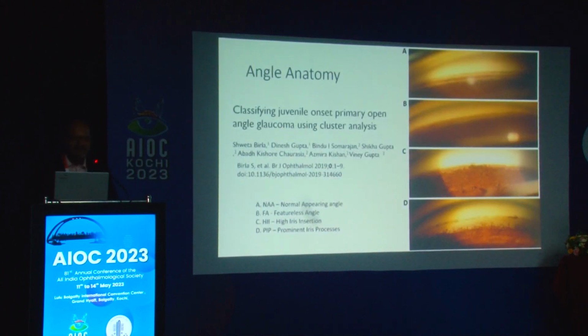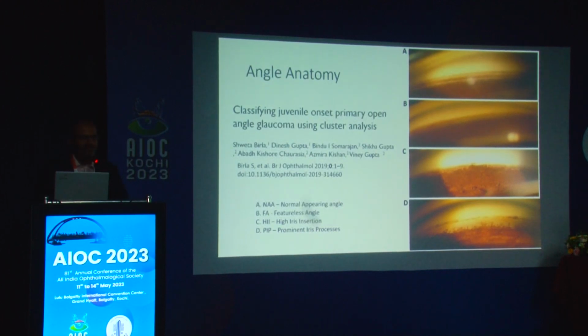And this is a nice article from Dr. Vinay Gupta's group. He had, I think, a free paper competition with Dr. Siddharth, where he showed the types of angles, goniodysgenesis angles, in the free paper section. A normal appearing angle is the best angle to operate in, so that's the one to go to. Avoid featureless angles. If you see a featureless angle, those don't do so well. There is actually some sort of dysgenesis there. High iris insertion and prominent iris processes also do pretty well. That's something I teach my fellows.